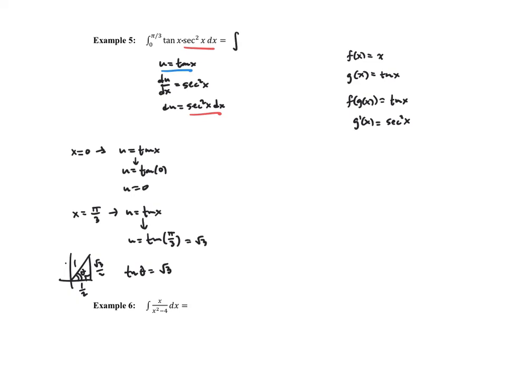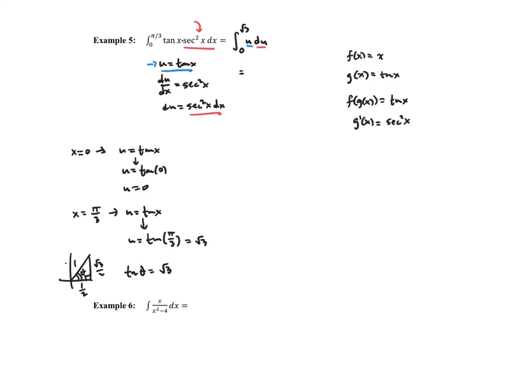So I could work with the integral from 0 to root 3 of u du. And here's where I get my substitution from. The u comes directly from here, and du is a direct substitution and a perfect match for secant squared x dx. Okay, so now I could run with this, in terms of u and the limits of u, that's fine.